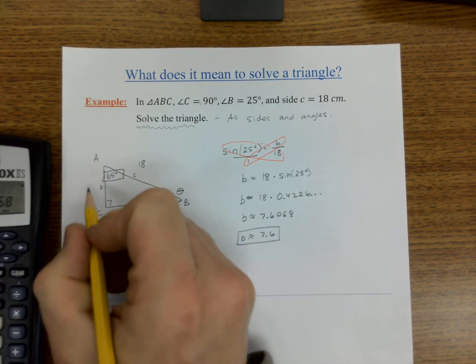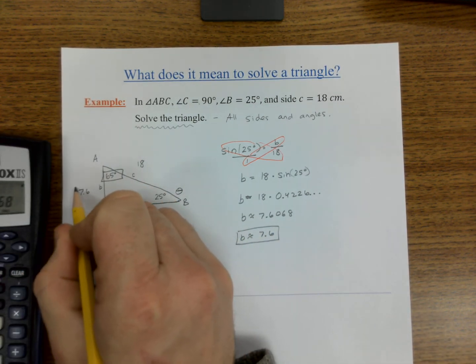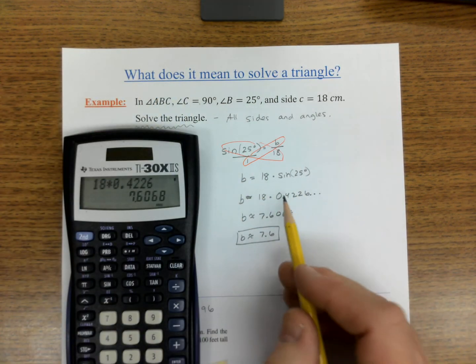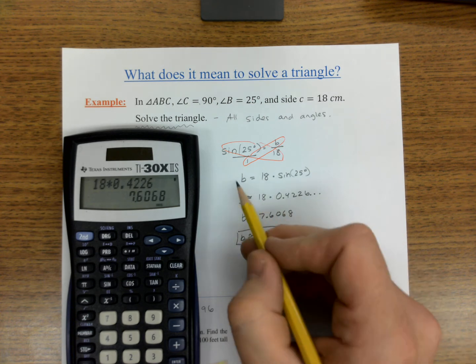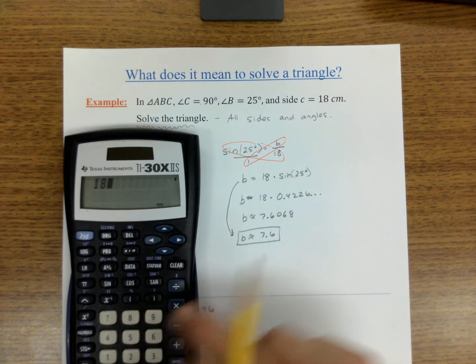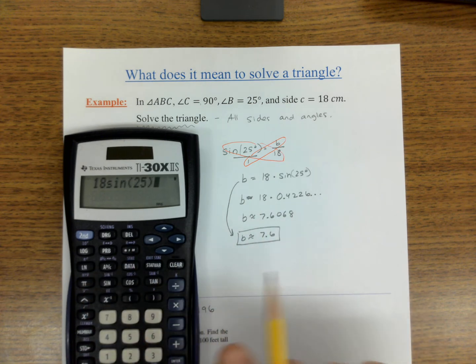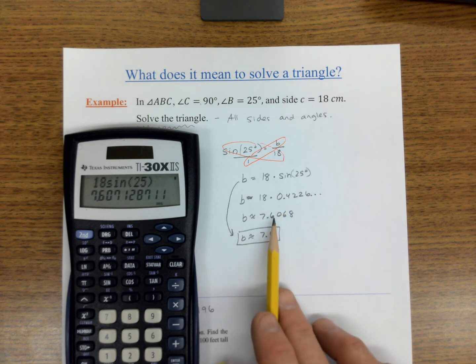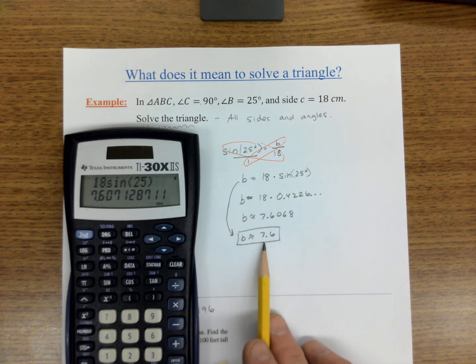So now we figured out this side over here is 7.6. All right, one bit of advice here. Instead of doing all of this rounding here, we can just jump straight from this step to this step by typing in our calculator 18 sine 25 degrees. And then we can skip all of this, writing this down here, and just jump right to there.